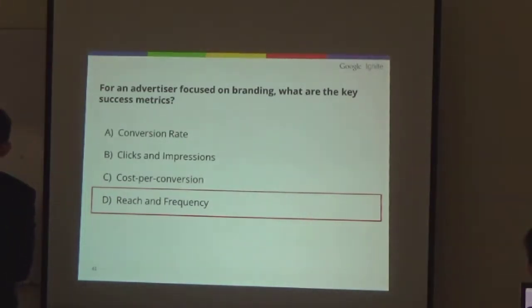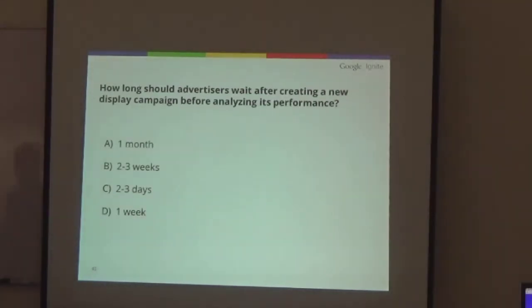So bear in mind, in GDN it's not about the CTR. It's not about how many people click, because most of the time in GDN we are using a CPM bidding strategy. Cost per 1,000 impressions. The advertisers will be charged for every 1,000 impressions. By the way, CPM stands for what? Cost per 1,000 impressions, or the technical term is cost per mille. So take note of that. Reach and frequency is one of the success metrics. Next question over here. How long should advertisers wait after creating a new display campaign before analyzing performance?